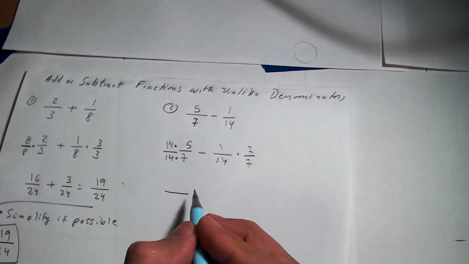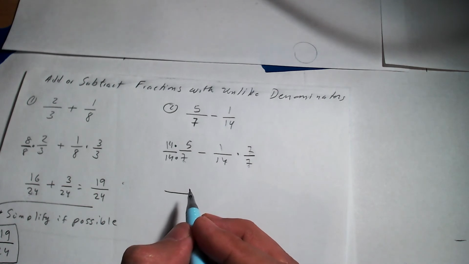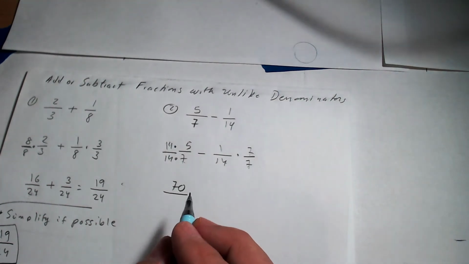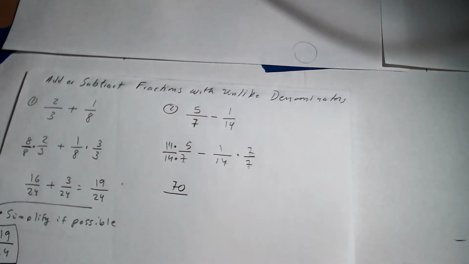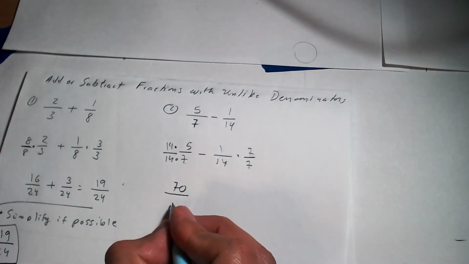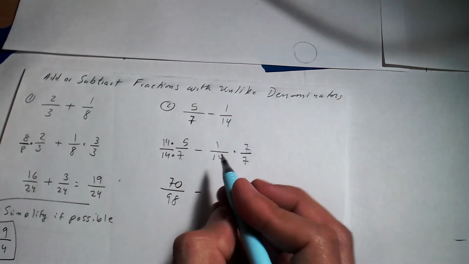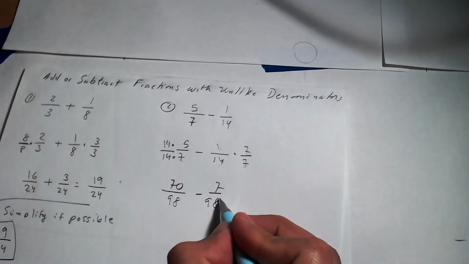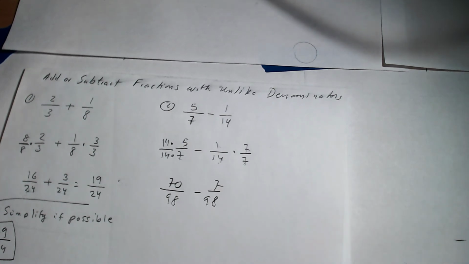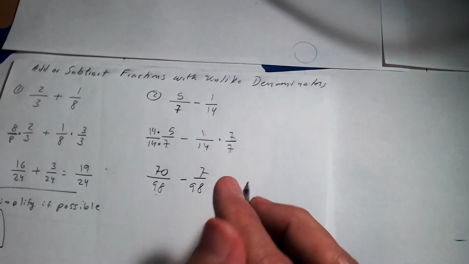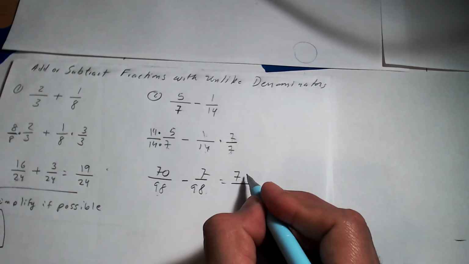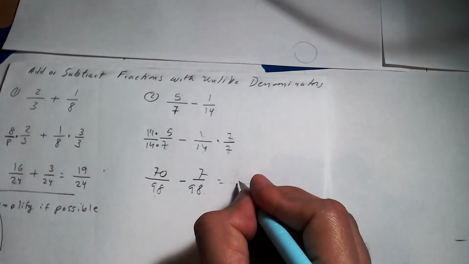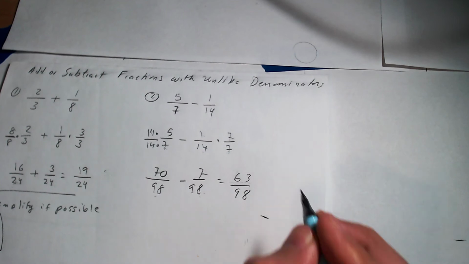So then this is going to give me 14 times 5 is 70. And 14 times 7 would be, I believe, 98. And then 1 times 7 is 7. 14 times 7 is 98. So now that I have the common denominator, I can go ahead and simplify this. So this is going to be 63, sorry. 63 over 98.